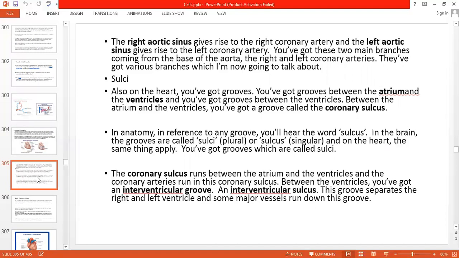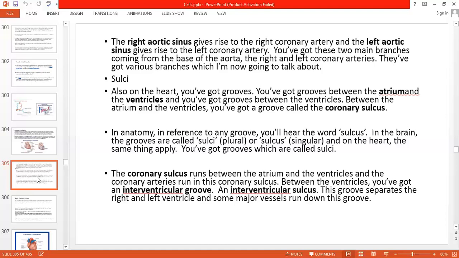And if it is lifting upward, not a sulcus, that is known as a gyrus. So in the brain, the grooves are called sulcus singular or sulci plural, and on the heart, the same thing applies. You have got grooves which are called sulci. The coronary sulcus runs between the atrium and the ventricle, and the coronary arteries run in this coronary sulcus.